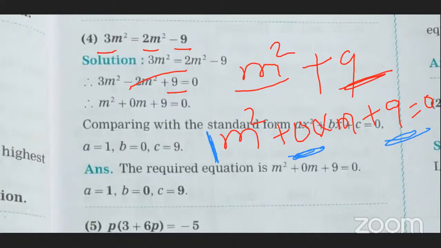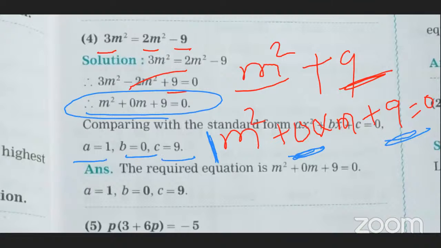Am I right? You can see it here. 0 multiplied by m, so it would be 0. There is no defect of the equation, so this is a, b, c. A is 1, b is 0, c is 9. Am I right, my dear? Okay, very good.